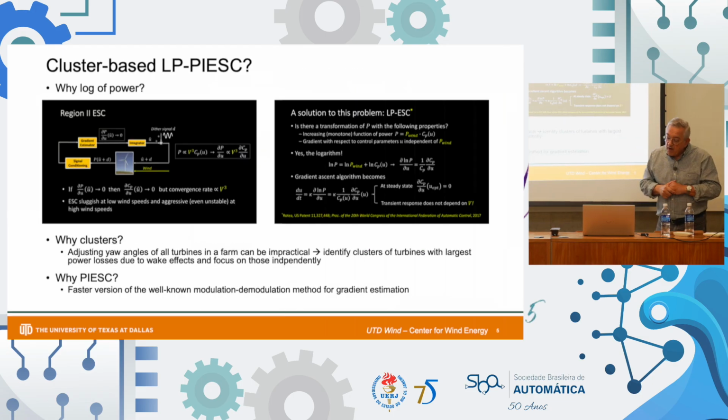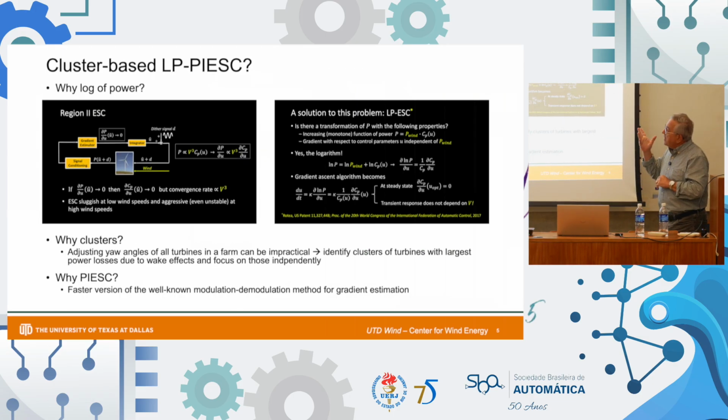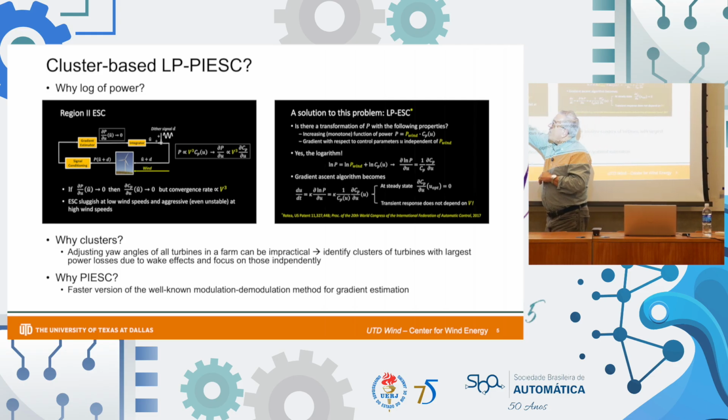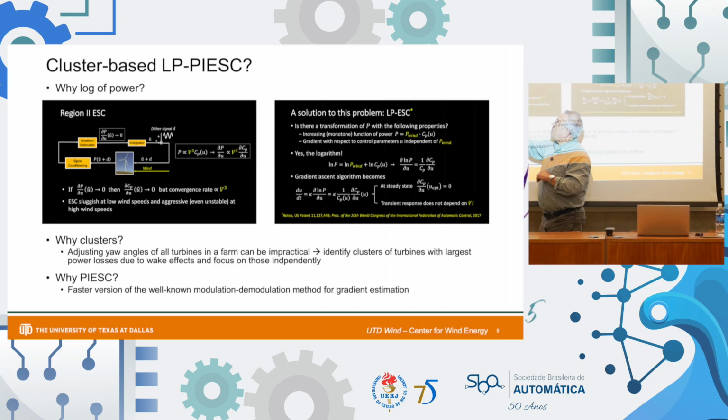So now, why cluster-based log power? And there are many versions of ESC that we have tried. And what I'm going to talk about today is something that Martin developed several years ago, which is PI-ESC. So to explain why the log power, I'm going to focus on one machine only. Okay, so suppose this is my turbine. There are two inputs to my turbine. One is a control input. It doesn't matter what it is. The other one is the exogenous input, the wind.